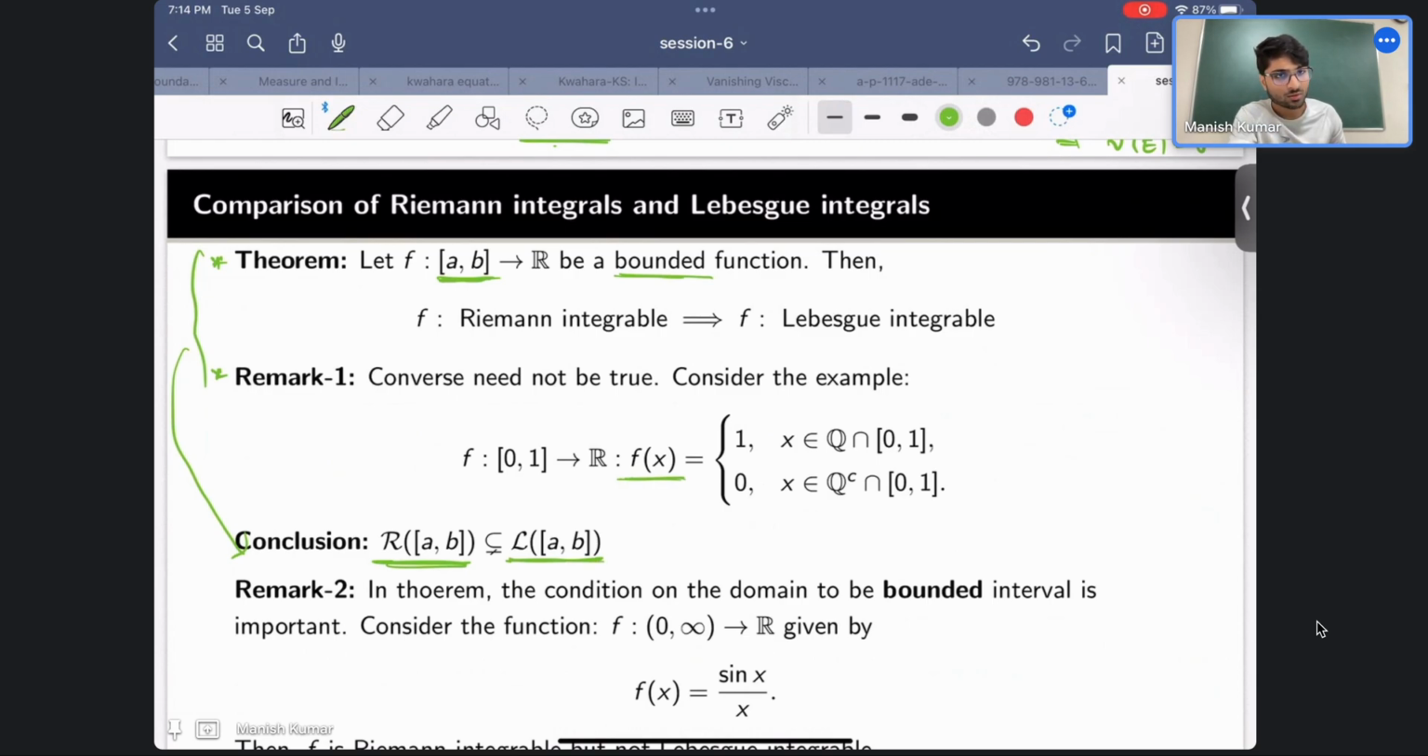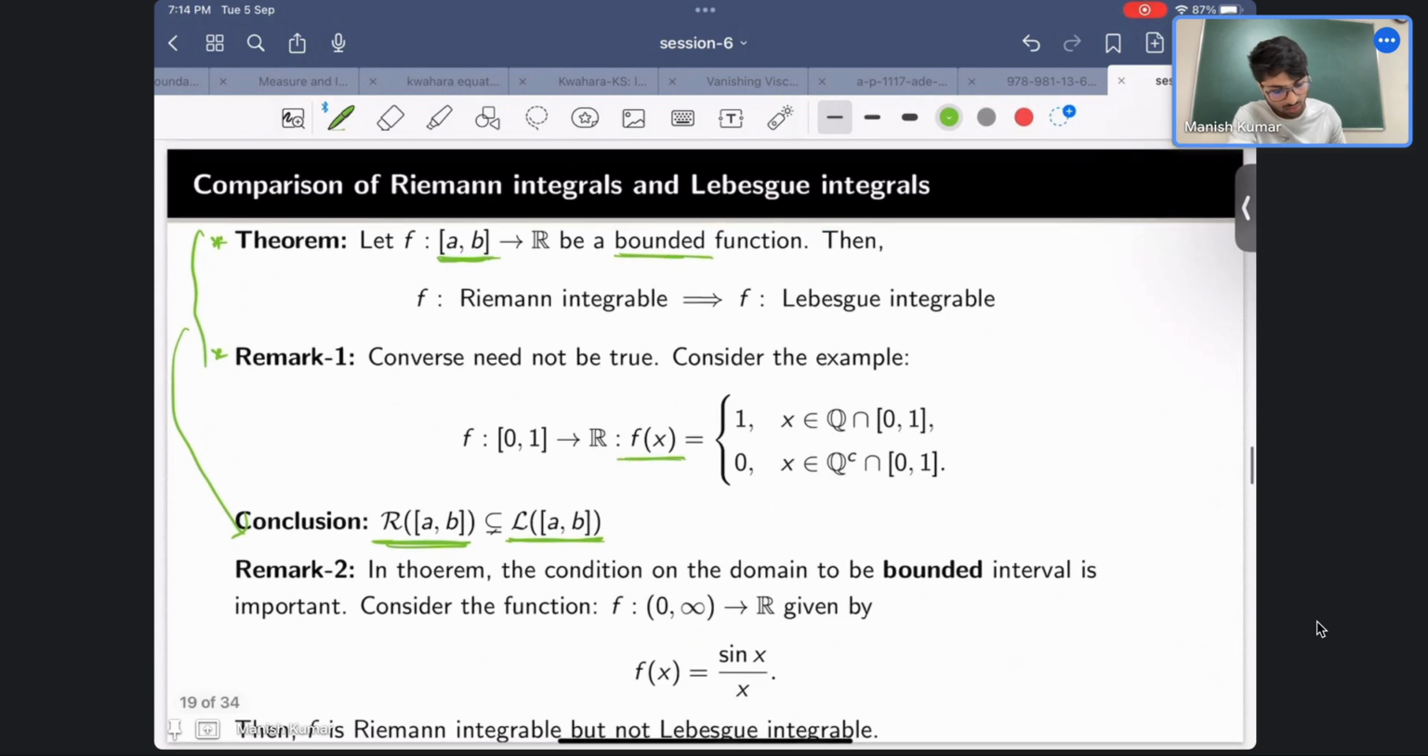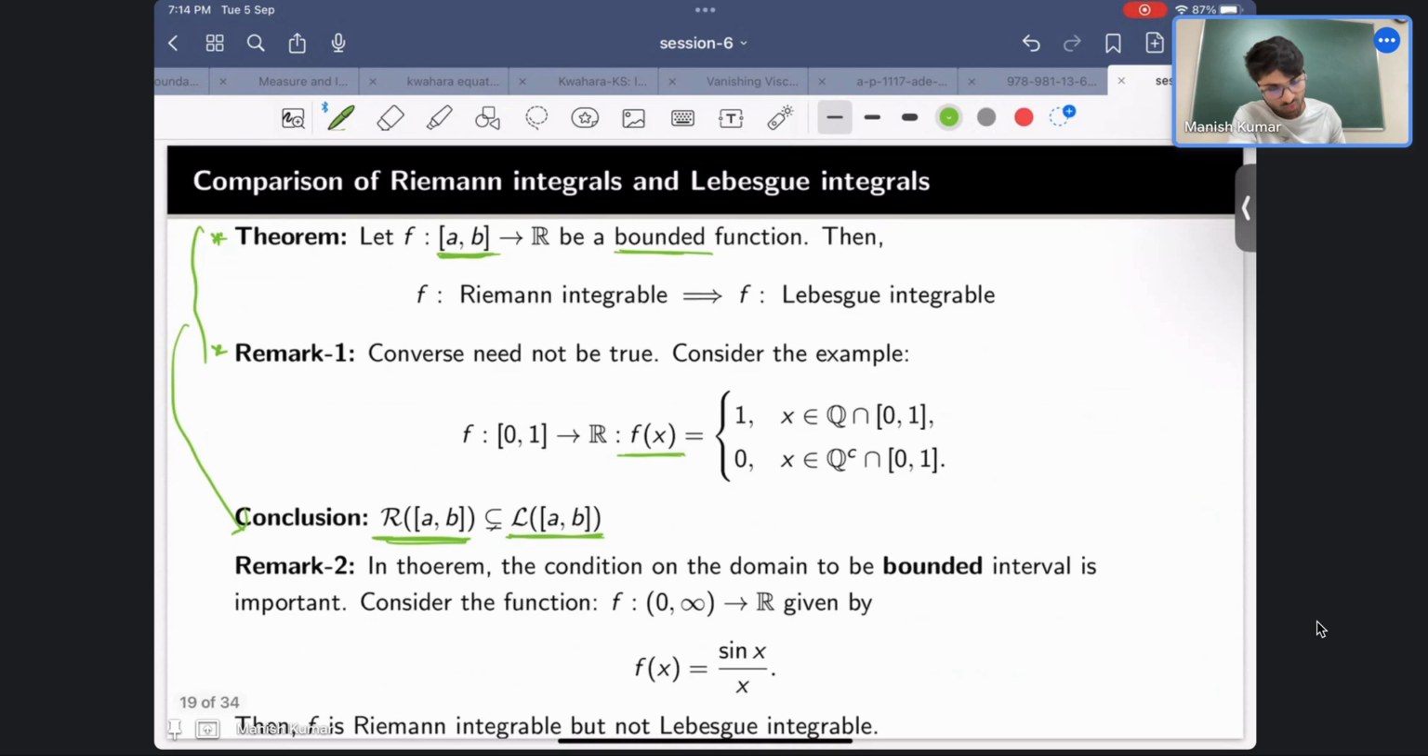Okay, and this is what I was saying in the very initial stage, that we want to extend the notion of integrability. Earlier we just had Riemann integration. Now we can extend this set of Riemann integrable functions a bit. I mean, we can increase the size, and that larger set is the Lebesgue integrable functions. Okay, so the notion of integration that we define is a generalization of Riemann integration.